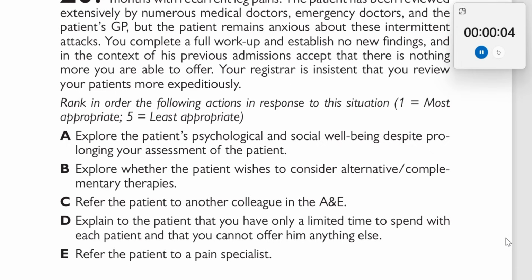Okay, so this ends our first mock, and we will discuss all the answers in the next.